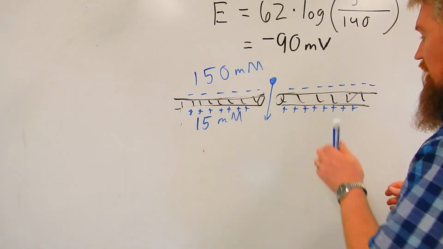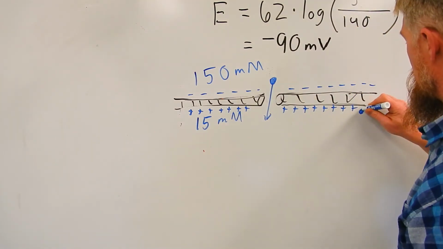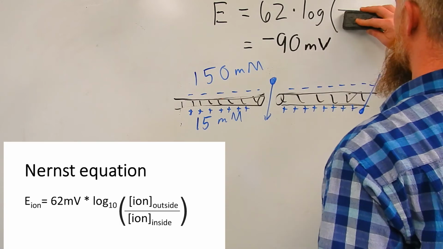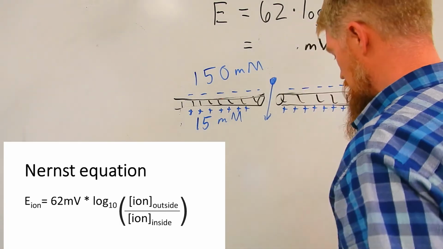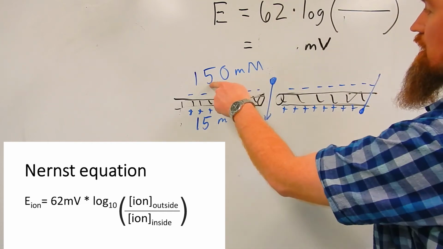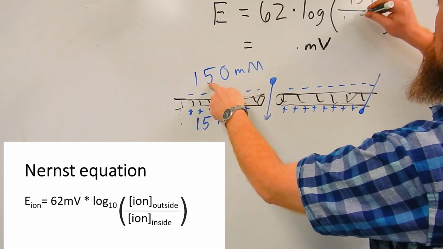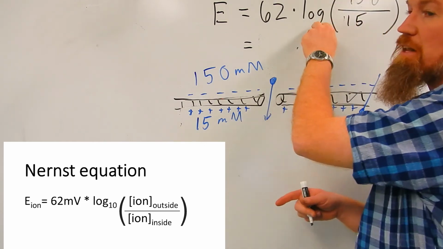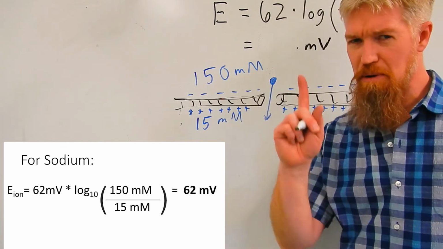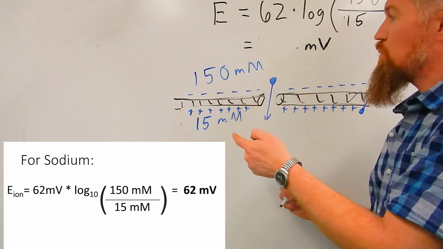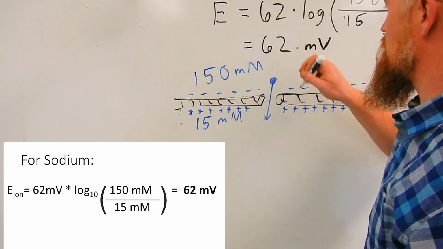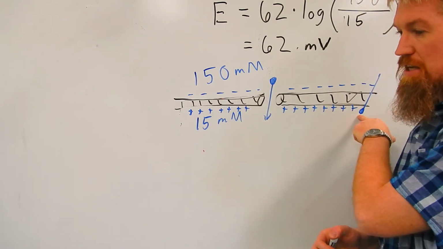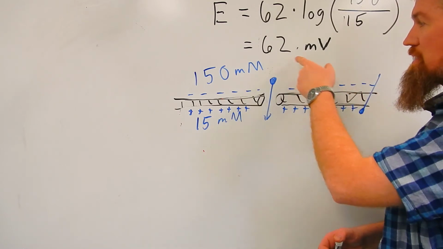Well, how strong will that charge be if we measure it again right here? Well, we can just plug in our numbers. In this case, if we come along and say, okay, it's 150 divided by 15, that's going to be 10. And of course, the log base 10 of 10 is going to be 1. 62 times 1 is going to be equal to 62 millivolts. Or if you were to measure the voltage right here, you would find it to be positive 62.